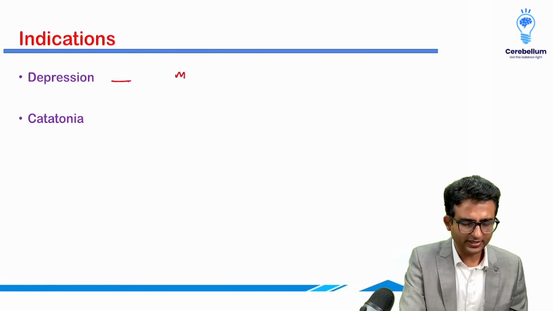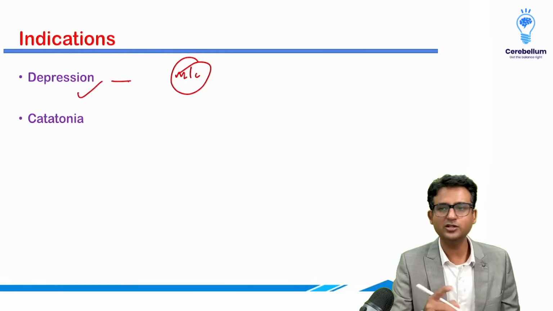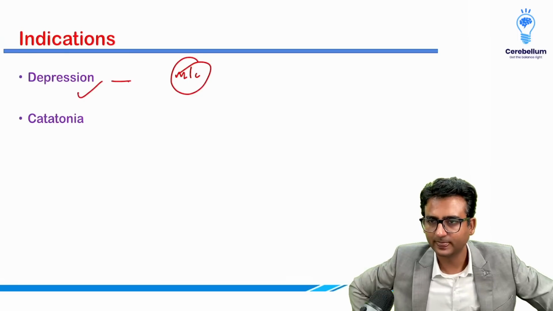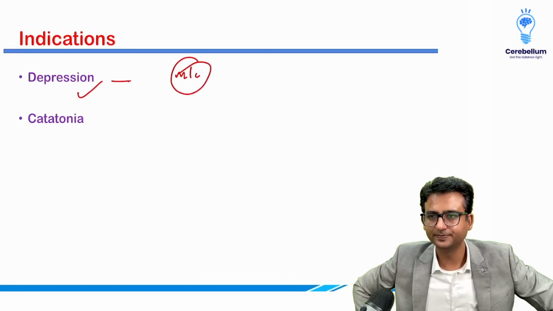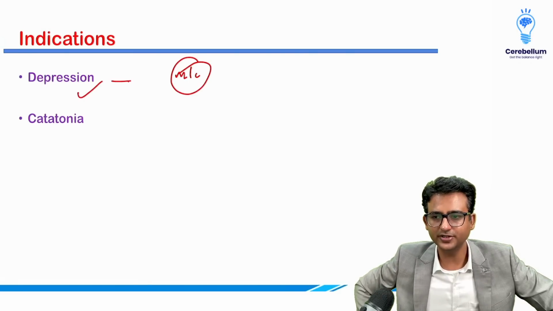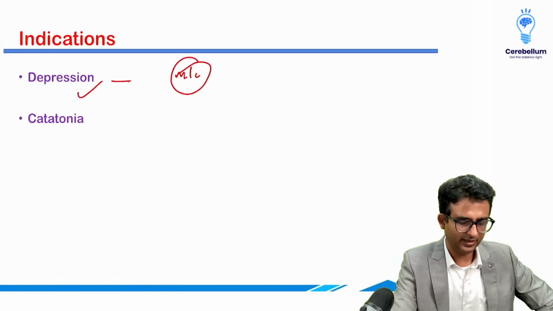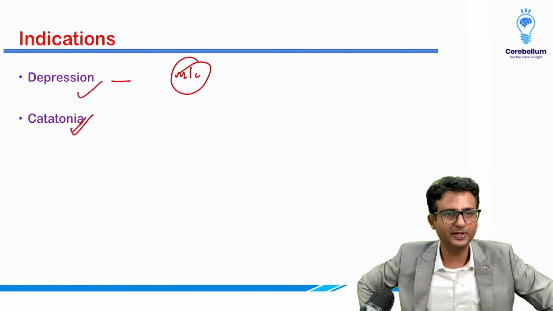The most common indication for ECT is depression. With what? Which kind of depression? Which kind of depression? Tell me. Very good. Depression with suicide risk. And another thing in which ECT is first line treatment is catatonia.